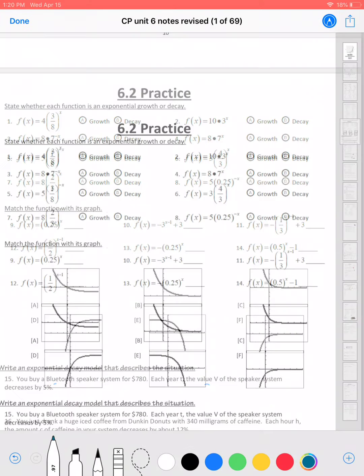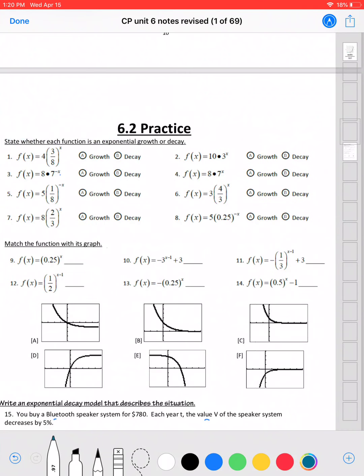Whenever I do a video, I want to make sure it's a little bit shorter than the last one, and this is just going to define the difference between exponential growth and decay. Basically, for exponential growth, we're referring to our parent function for exponentials, and to make it even simpler, a times b to the x power.